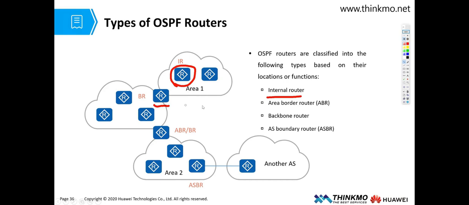Then there is the ABR, which stands for Area Border Router. What does this mean? It means that I am connected to Area 0 and also connected to Area 1, with my two interfaces in different areas. In this case, I am called an ABR. In addition to this, we also have the BR. What is a BR? A BR refers to our backbone router, which means a router in our backbone area. Besides this, we also have the ASBR, which stands for Autonomous System Boundary Router.